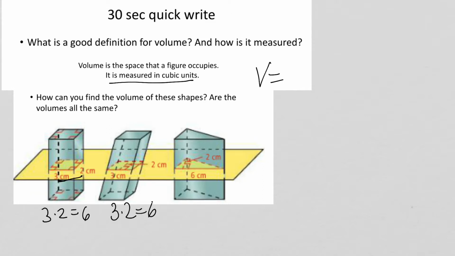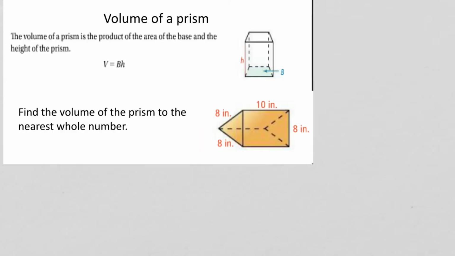And here we have a triangle, base times height divided in half. So I'm going to do 6 times 2 divided in half. 12 divided in half is 6. So these three shapes here, even though they have different bases, all their heights are the same here. So these all three have the same volume. So again, volume for a prism is B times H, area of the base, whatever that is, times the height.